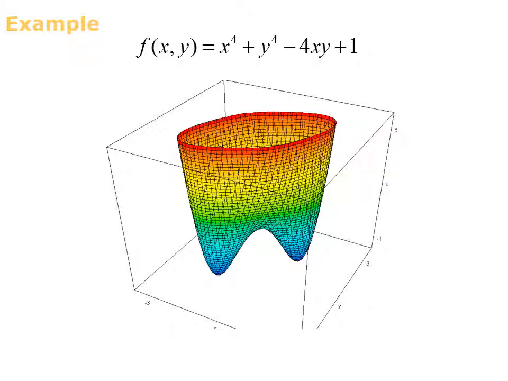So let's go through this example. I've already drawn the graph of this, and you can kind of see from the graph that we should come out with 2 local minimums. Can you recognize that? That is a saddle point. So I suspect I'm going to get 2 local minimums and a saddle point.